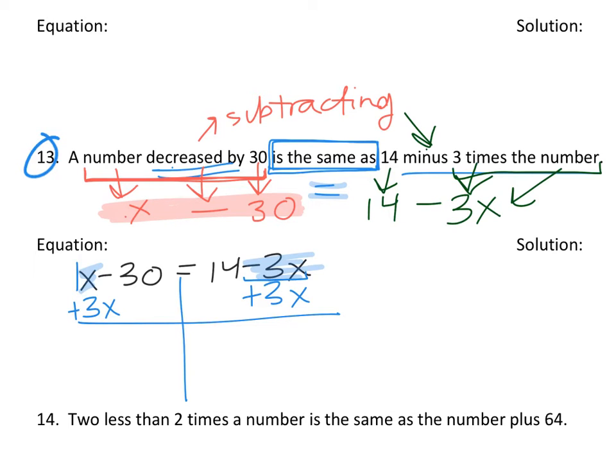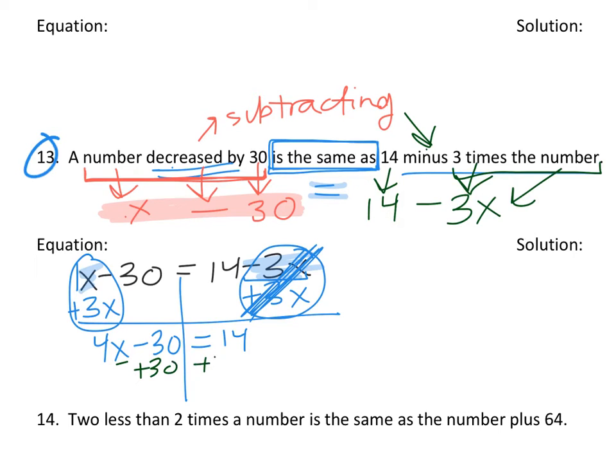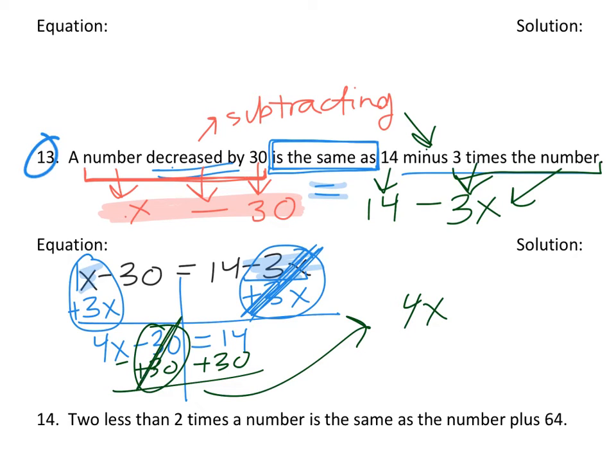Don't worry about it. So here, 1x plus 3x is 4x. Bring down your minus 30 equals. Bring down your 14. And then -3 plus 3 is 0. So that's gone. Next thing I'll do to solve for x is add the 30 over. I'm going to have to move my work. So I've got 4x, -30 plus 30 is 0, equals 14 plus 30 is 44. And divide by 4 to solve.